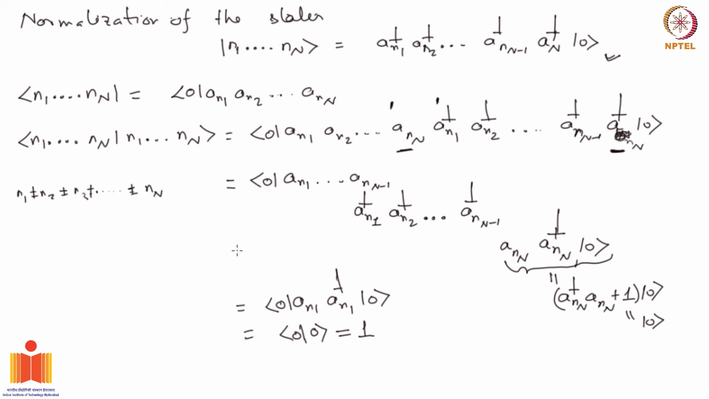Now you can already imagine that if this is not true, if some of the n1s and n2s and n3s are the same, then you have to take care of the commutation relations and you will get a normalization factor which will not be 1. So that will be left as an exercise. So the exercise is to find the normalization of the state. Let me denote the state by alpha.